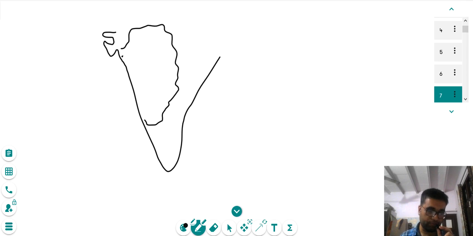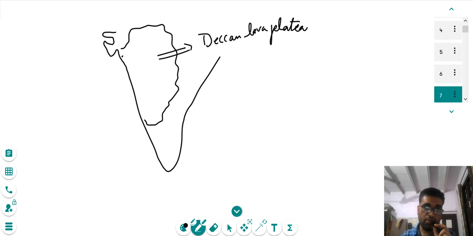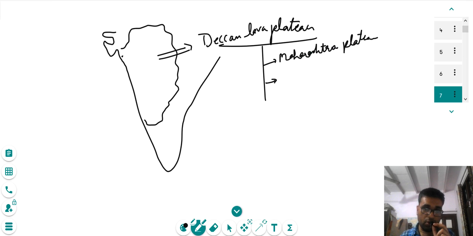This part is the Deccan lava plateau. This is the Deccan lava plateau as it is called. And Deccan lava plateau is divided into three plateaus, right? The northern one is the Maharashtra plateau, right? Then you have the Karnataka plateau, and Telangana plateau.